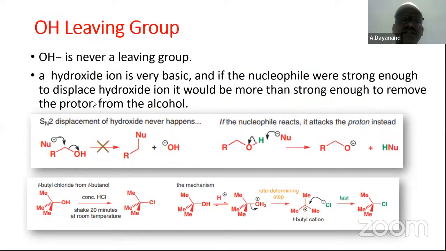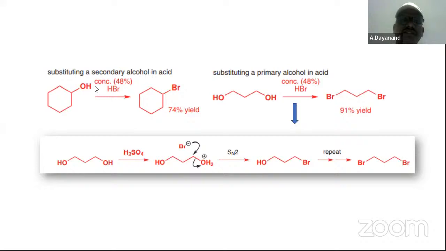Then a secondary alcohol is substituted in acid by using concentrated HBr. Why? Because it is itself an acid, therefore it can give this compound. A primary alcohol in acid can be substituted by an Sn2 reaction. By Sn2 reaction, we are protonating it to OH2 plus, and after that the bromide is going to replace it. Therefore we can easily brominate, and that is an Sn2 reaction only.